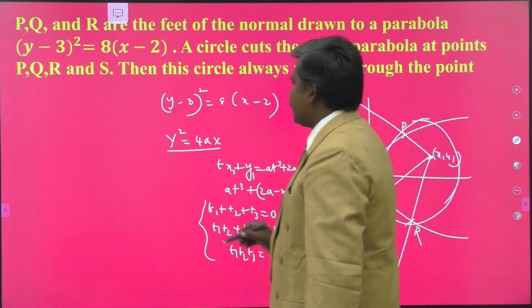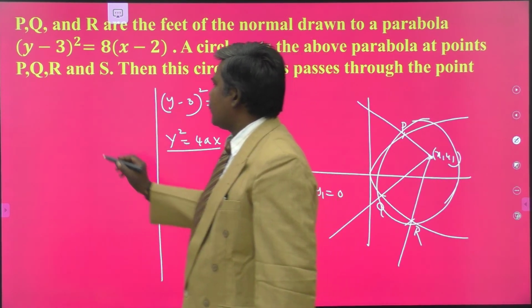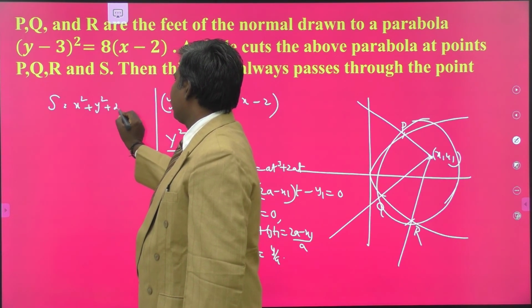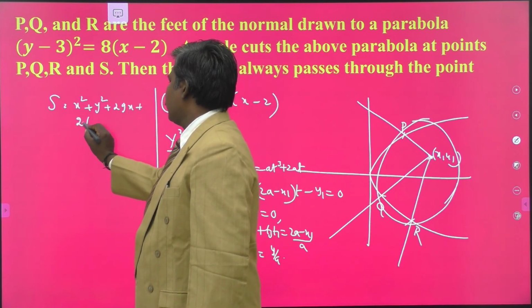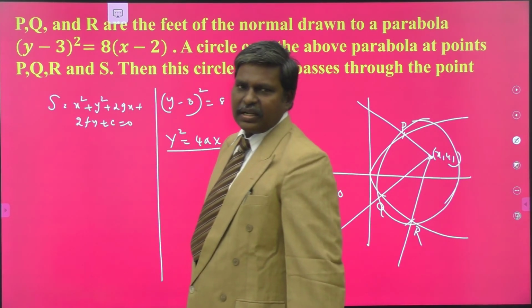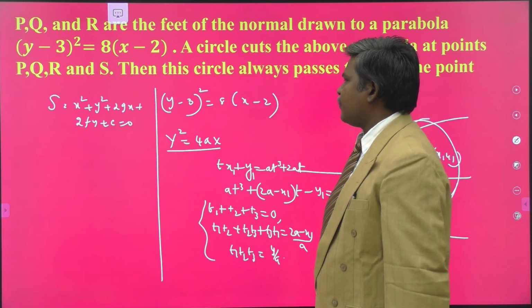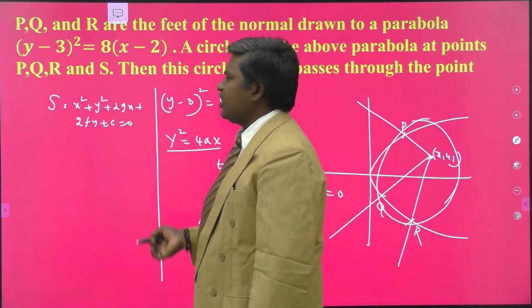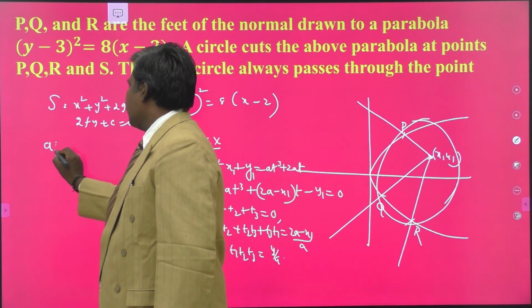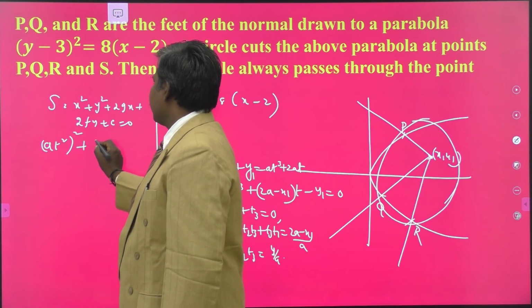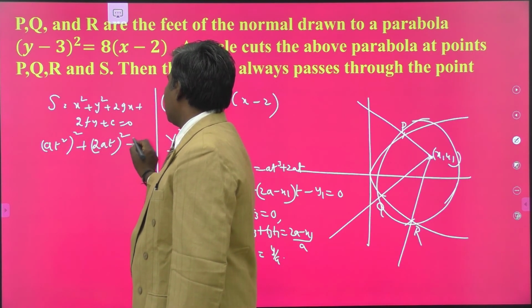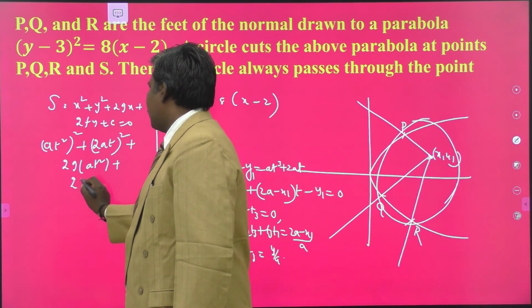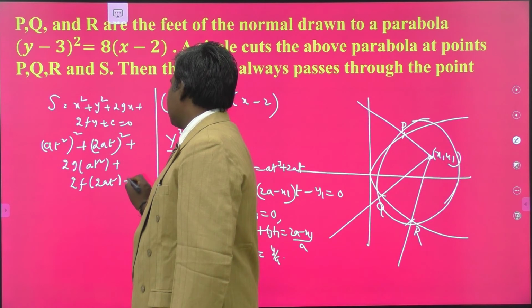Suppose the circle equation is S equal to x square plus y square plus 2gx plus 2fy plus c equal to 0. It is passing through 3 feet, so I substitute the general foot, that is (at square, 2at). What we get: (at square) whole square plus (2at) whole square, plus 2g times at square, plus 2f times 2at, plus c equal to 0.